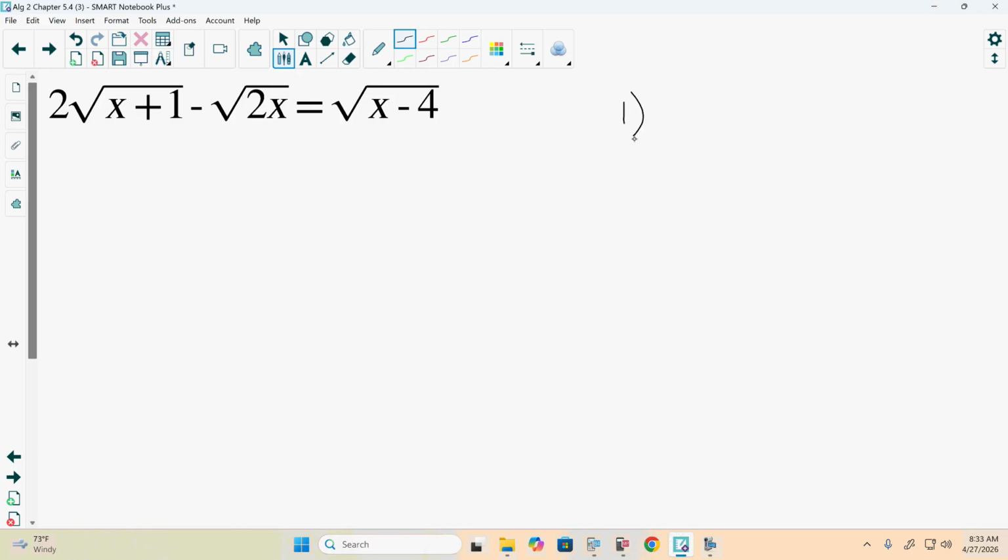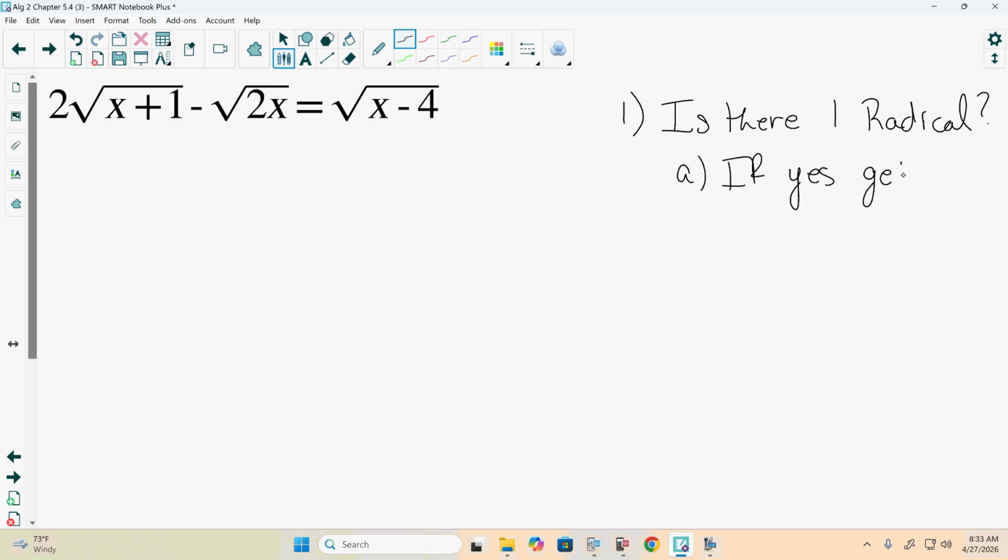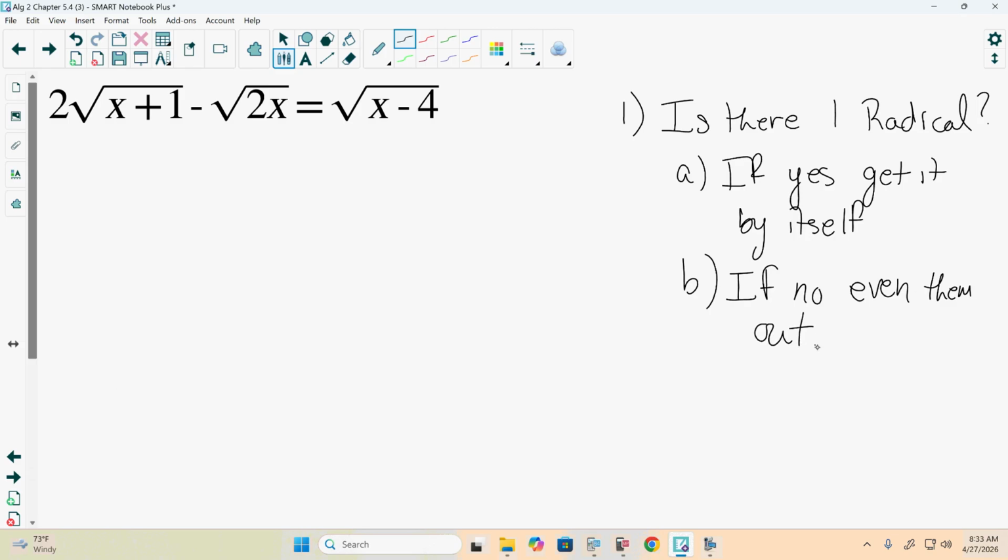And our first step is: is there more than one radical? If yes, get it by itself. B, if no, even them out, or get them as even as possible. We want an even number on both sides.